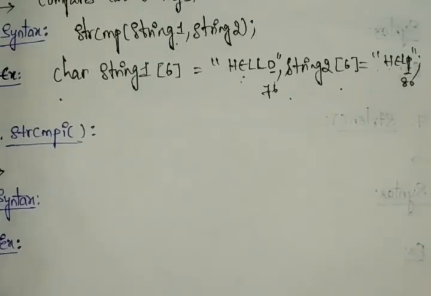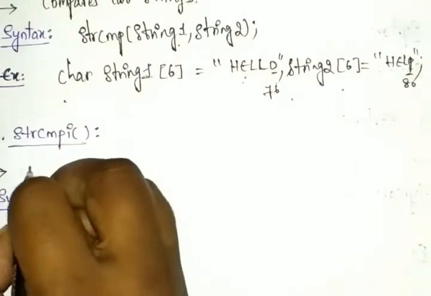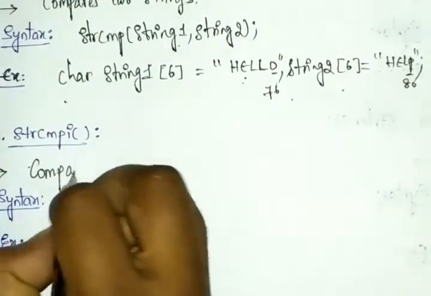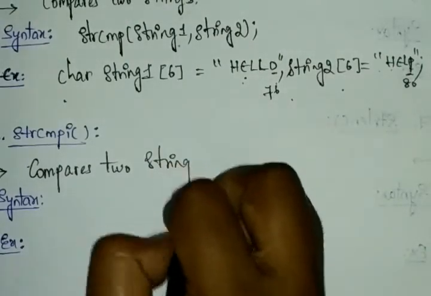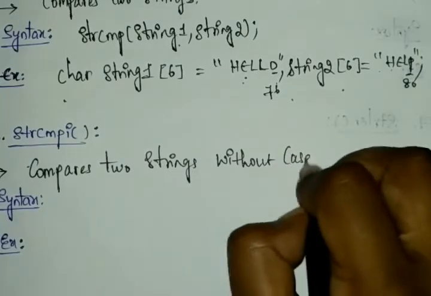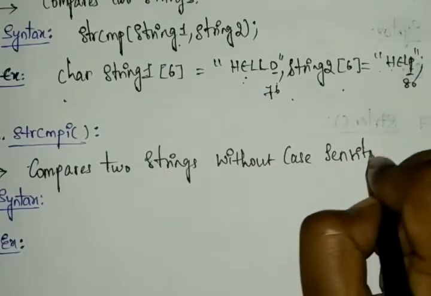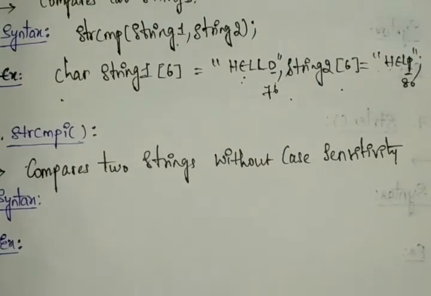Next we have string comparison again. How will it be performed? Here it compares the two strings without case sensitivity. Without case sensitivity means the characters may be uppercase or lowercase. It compares the two strings without case sensitivity.